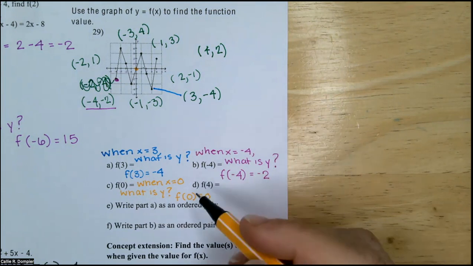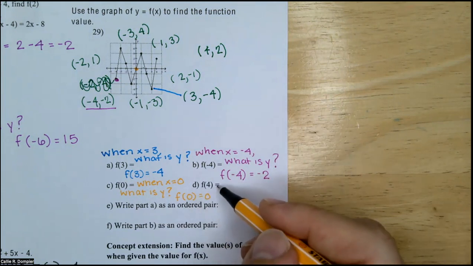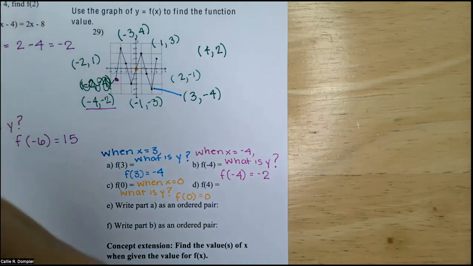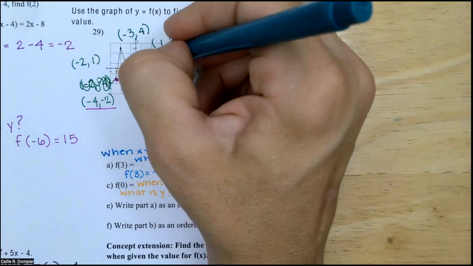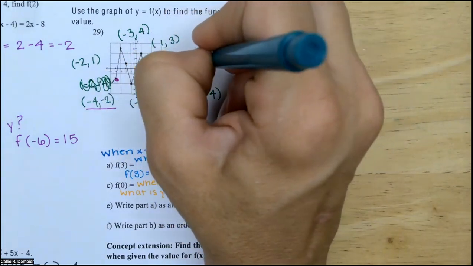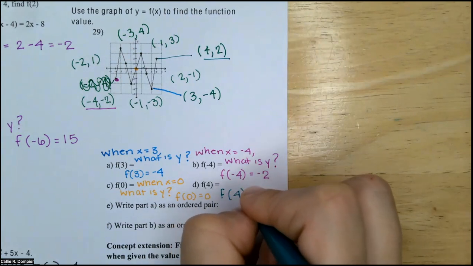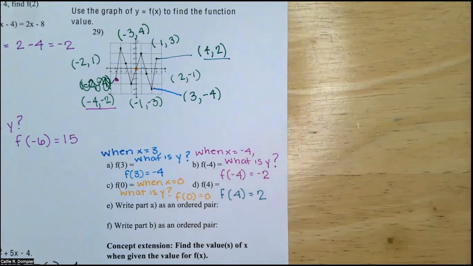Good. Here we have f of 4 equals, so when x is positive 4, what is y? When x is all the way over here at positive 4, what is y? y is 2. Good.